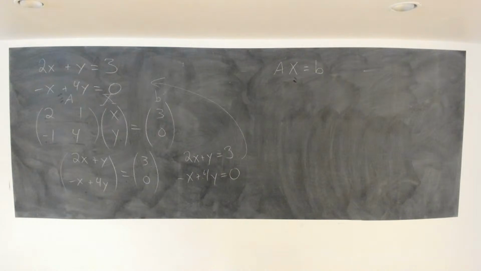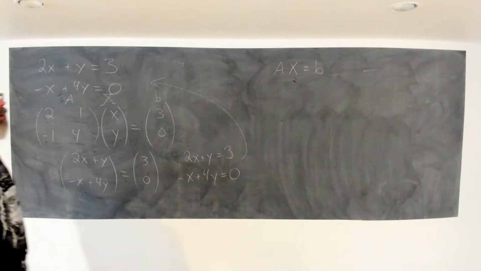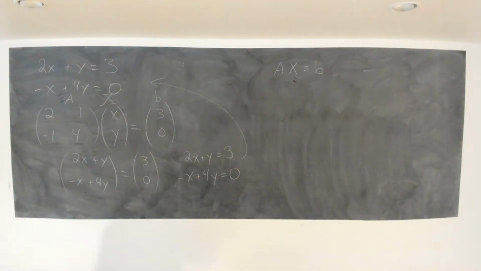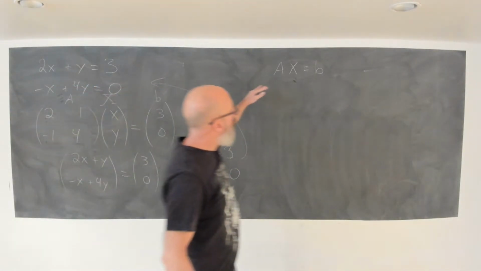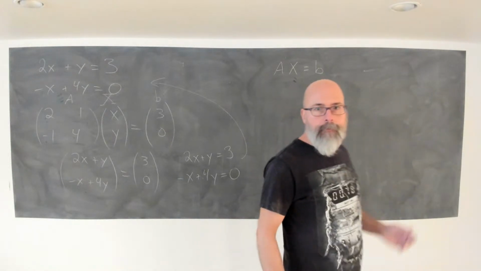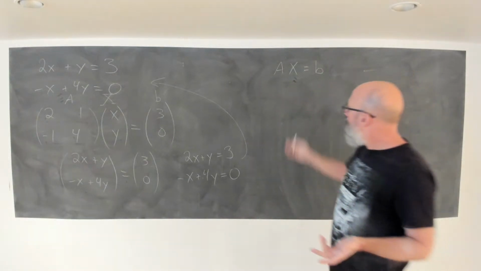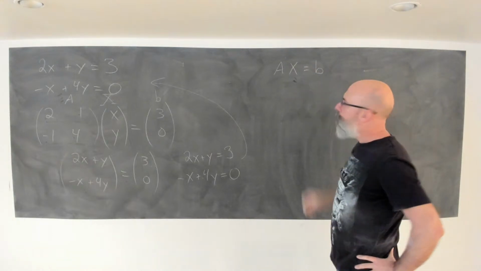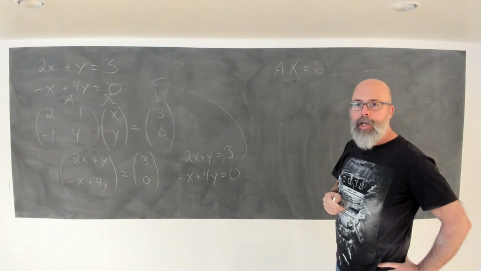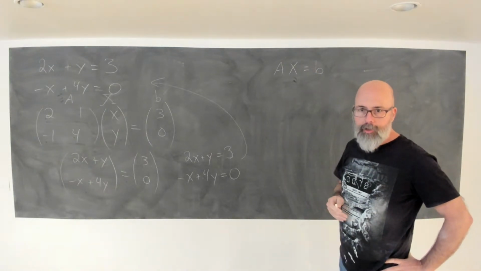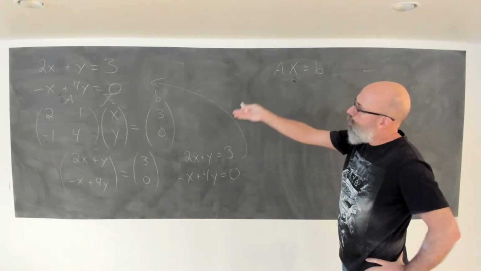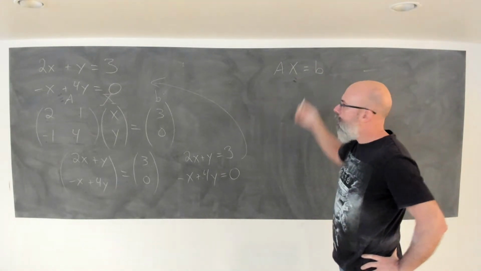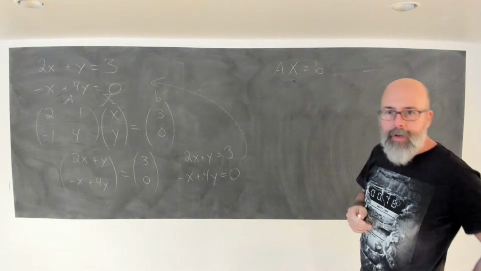Now, if these were just numbers, you would easily solve for X by dividing by A, bringing A to the other side. However, these are matrices now, and dividing by a matrix doesn't really make sense.